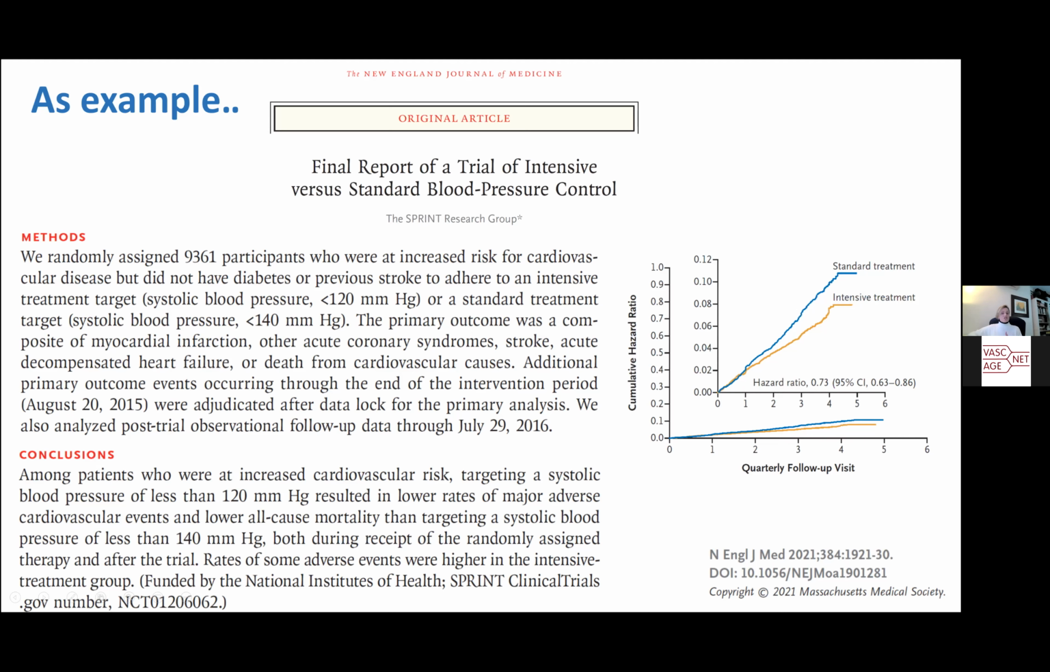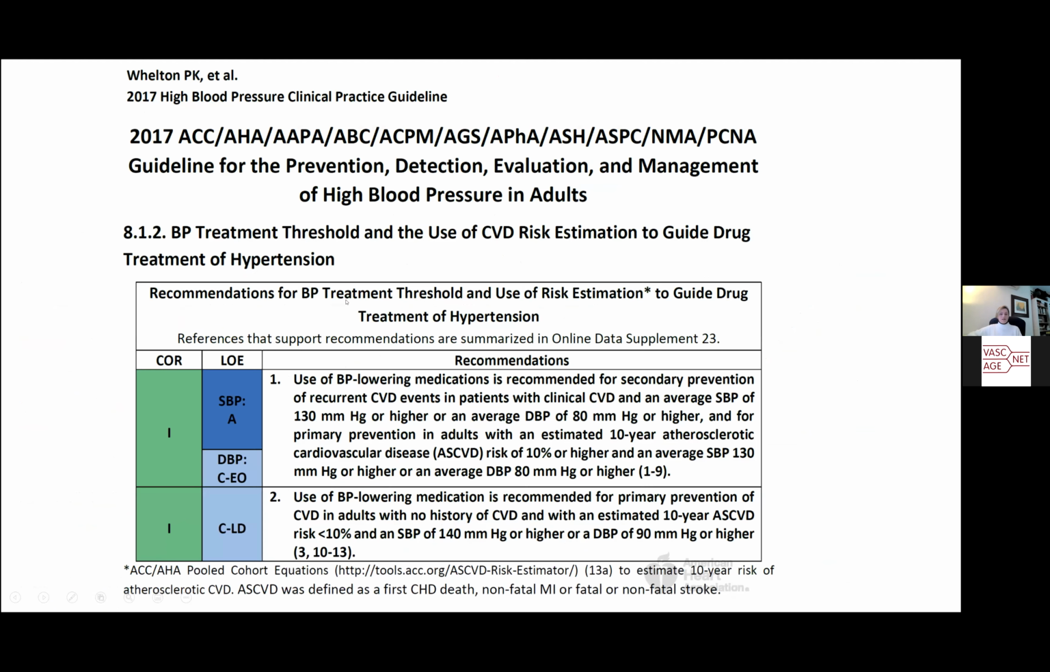So clearly showing and demonstrating with a huge trial, multiple sites and centers, that with intensive treatment, risk is significantly reduced. This was therefore very clear and also translated into guidelines. This is one of the trials cited here in the recommendations of the American guidelines to aim for a lower blood pressure treatment target. So this is just one example.